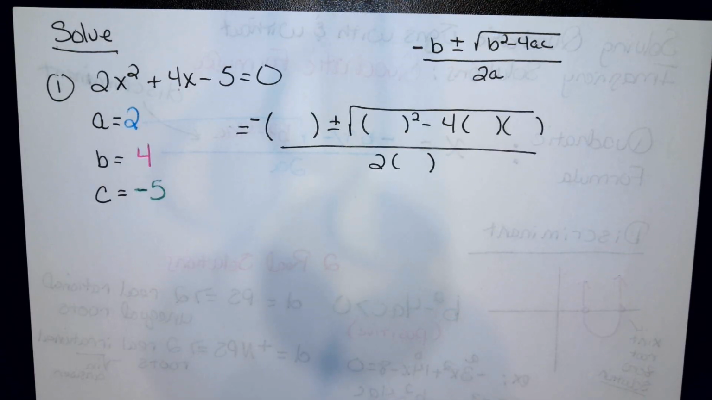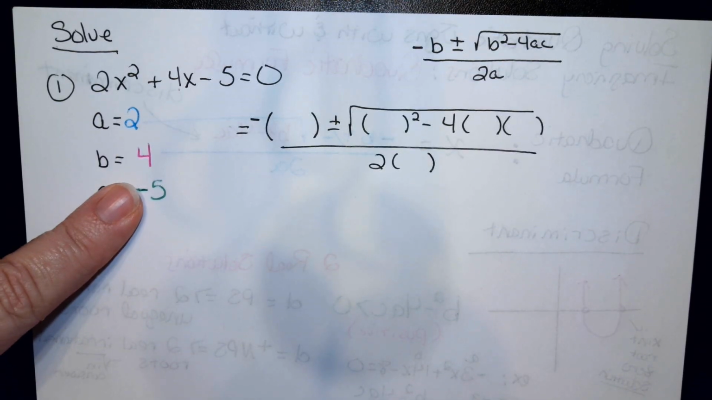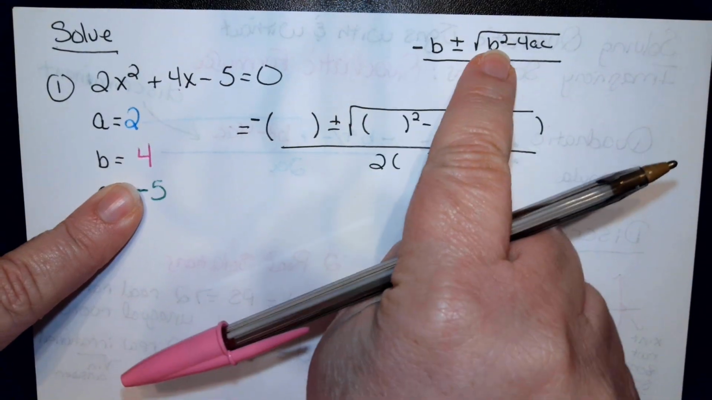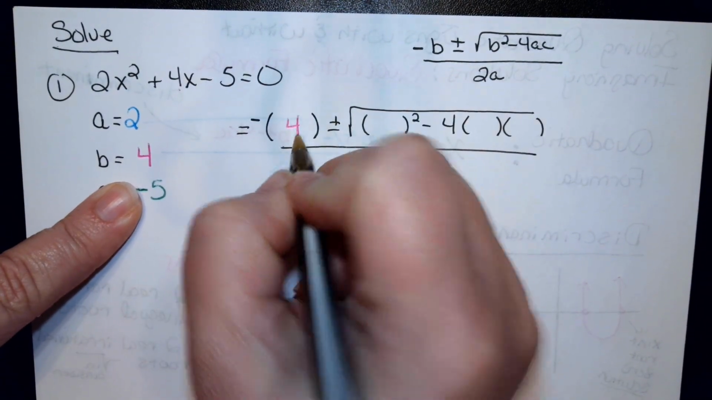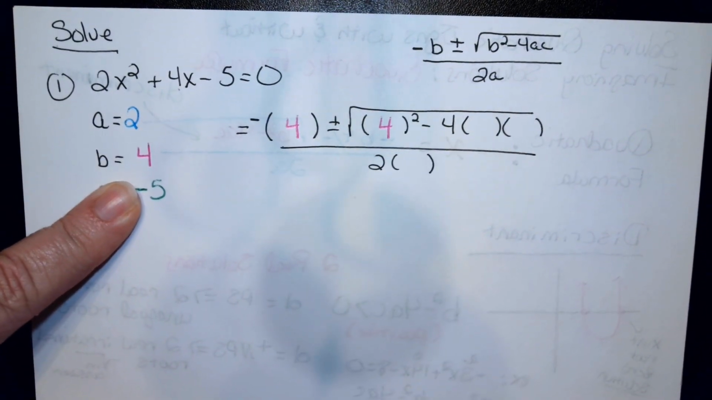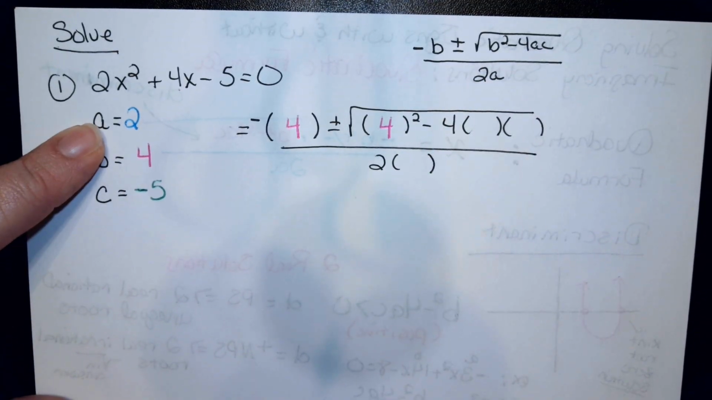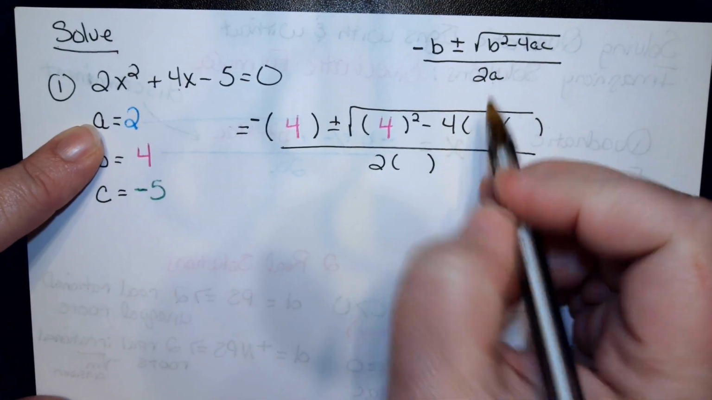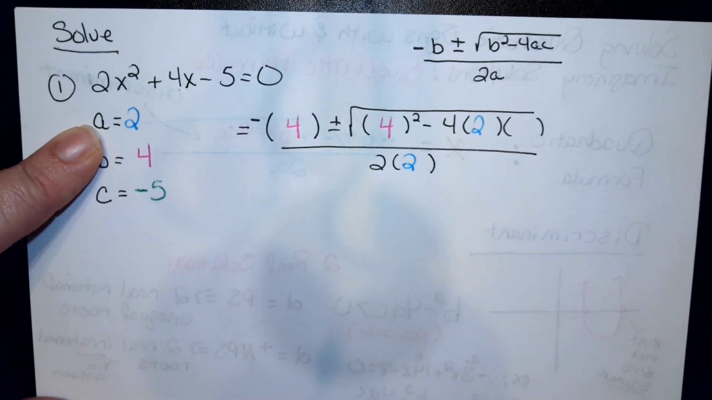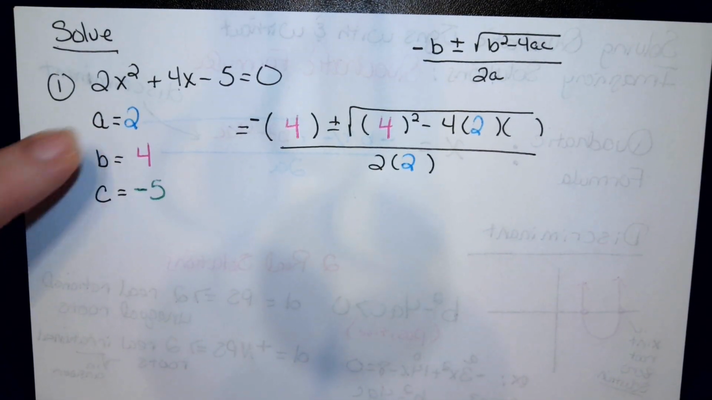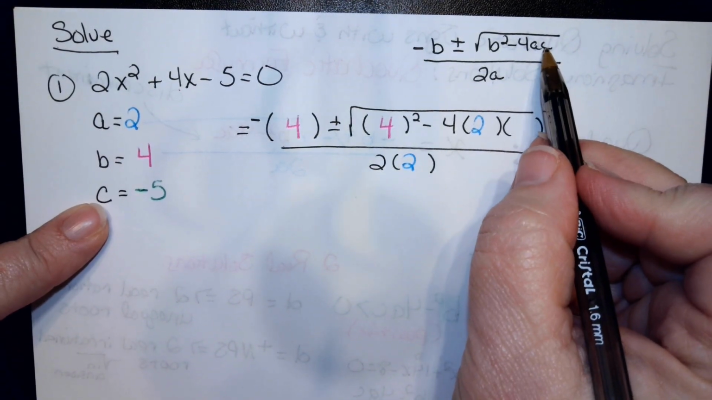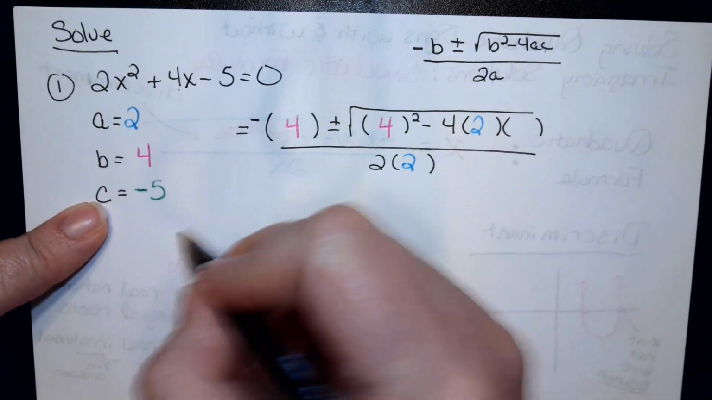Let's substitute in now. My b value is 4, so wherever my formula has a b, I'm going to put a 4. So I got a 4 right here and a 4 right here. My a value is 2, so where I have a in my formula, I'm going to put a 2. And then my c value, wherever I have a c in the formula, I'm going to put a negative 5.